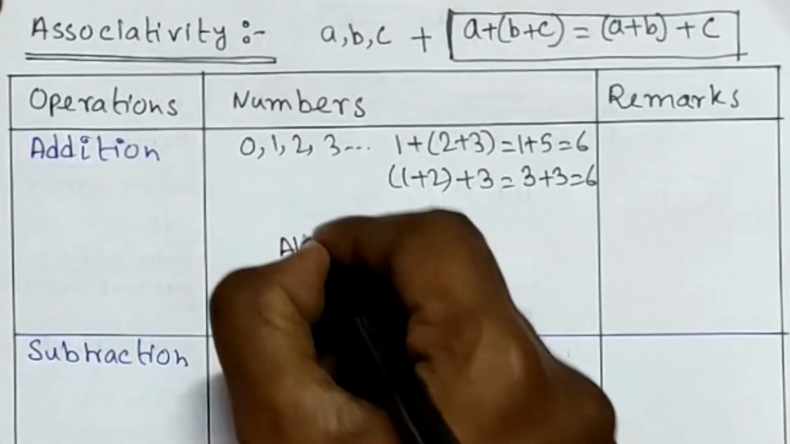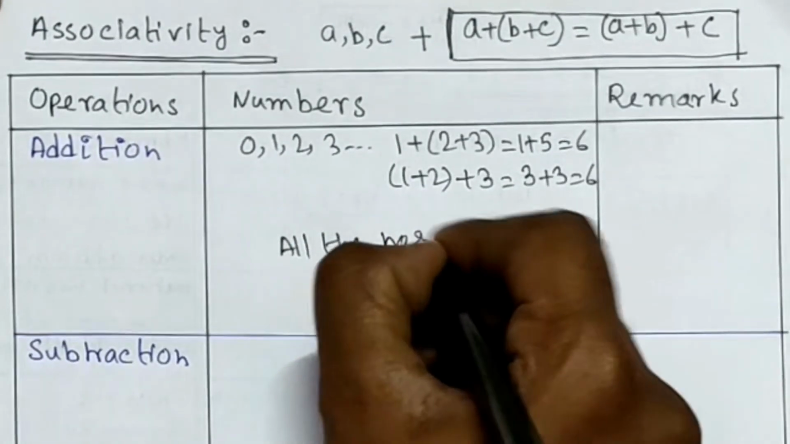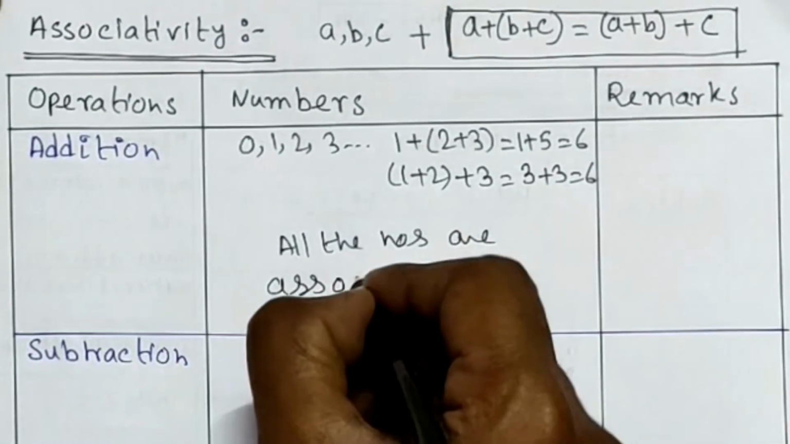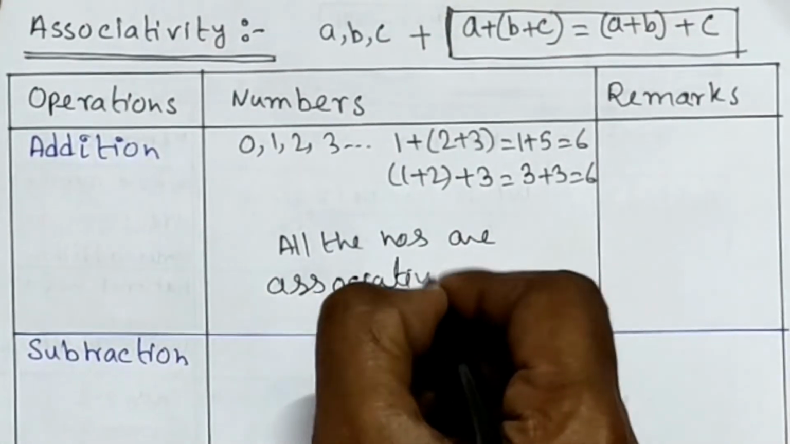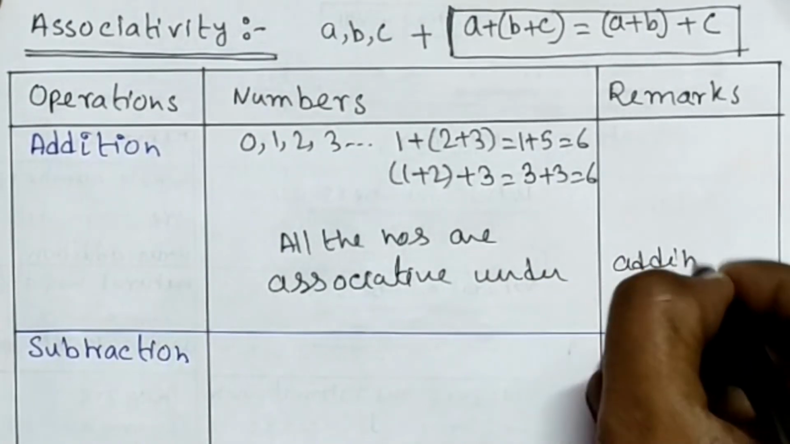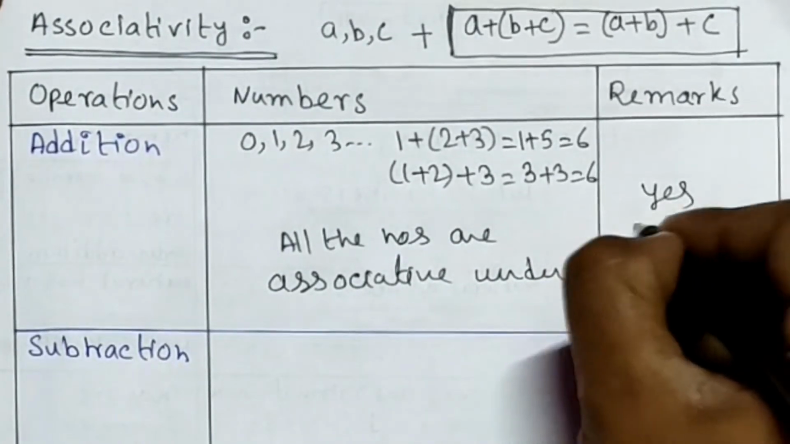So all the numbers are associative under addition. Okay, all the numbers are associative.